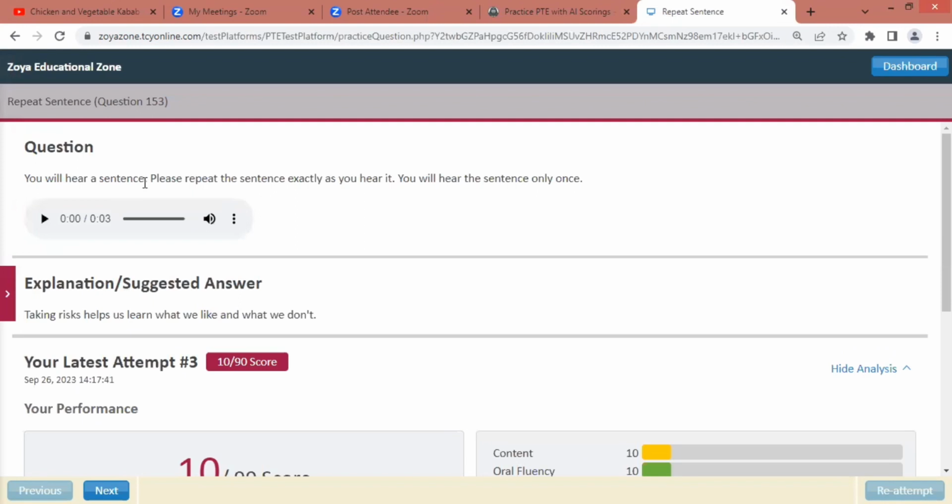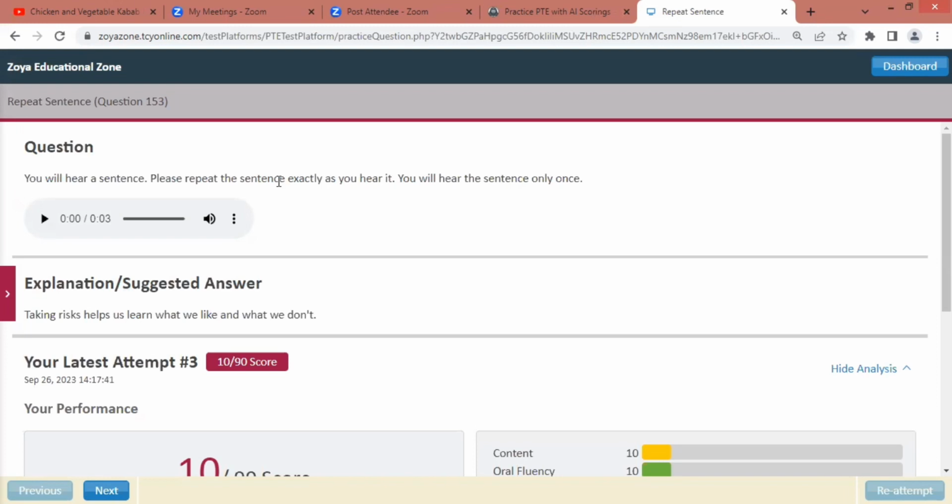First of all, let us go toward the question. You will hear a sentence. Please repeat the sentence exactly as you hear it. So first, the most major point is to repeat the sentence exactly as you hear it. Whatever is pronounced in front of you, you just have to pronounce with the same idea. You will hear the sentence only once. Believe that the content is already there in the sentence. Pronunciation will be from your side.